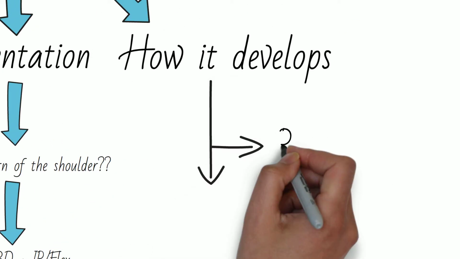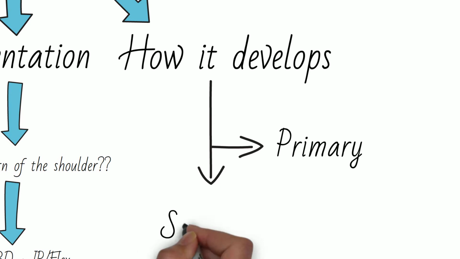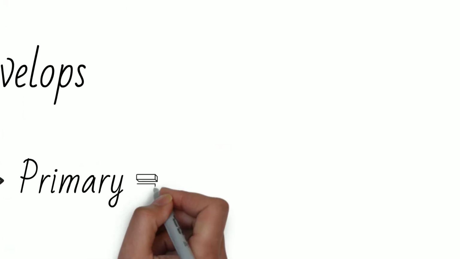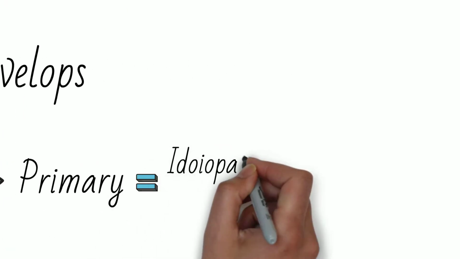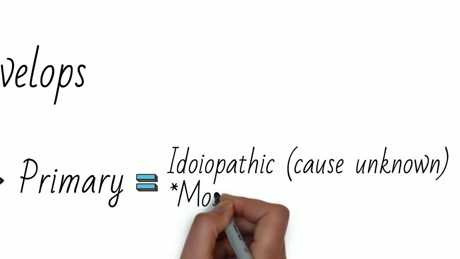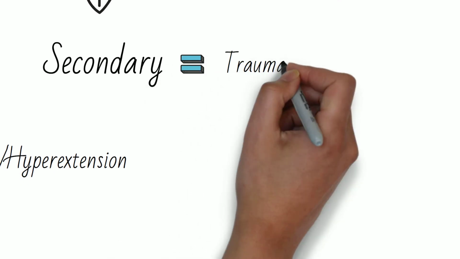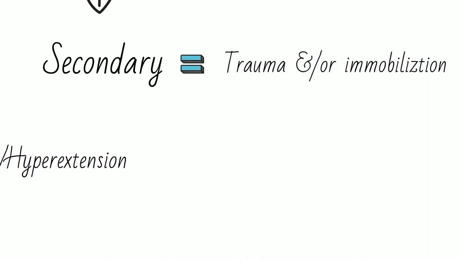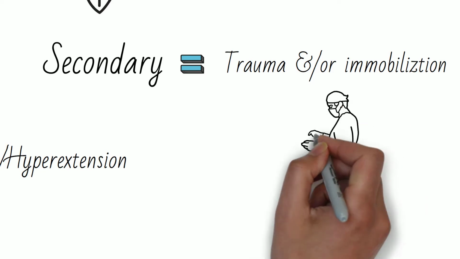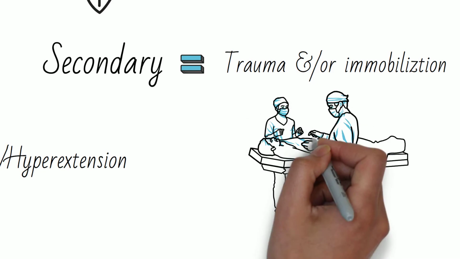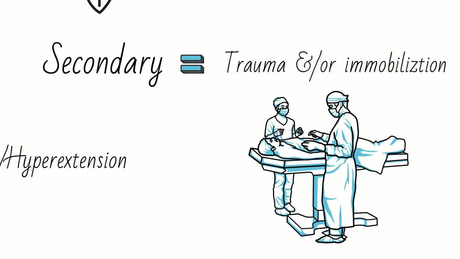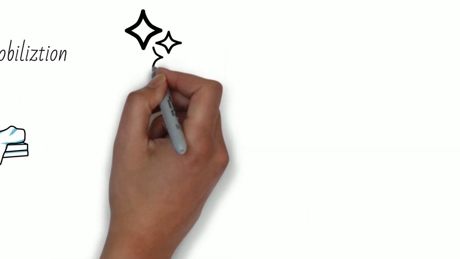So how does someone start developing adhesive capsulitis? We're going to go into primary and secondary. The primary way is idiopathic, meaning that it is spontaneous and the origin is unknown, and this is also the most common way to get adhesive capsulitis. The secondary way is from trauma or immobilization. So if someone were to have an RTC repair, then they're going to be in a sling for a prolonged period of time, so that immobilization can start to lead to adhesive capsulitis.